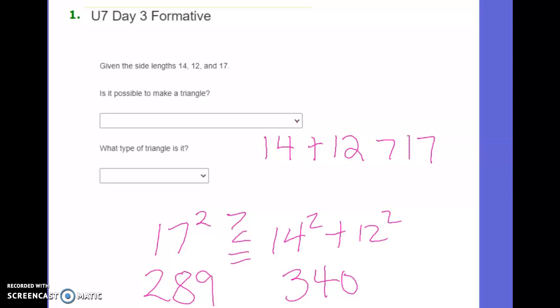What type of triangle is it? Well, now we have to do c squared. Is it greater than, less than, or equal to a squared plus b squared? C has to be the longest side, so C has to be 17. So I type in 17 squared into my calculator and I get 289. And then I type in 14 squared plus 12 squared and I get 340. So that means that C squared is less than a squared plus b squared, making it an acute triangle.